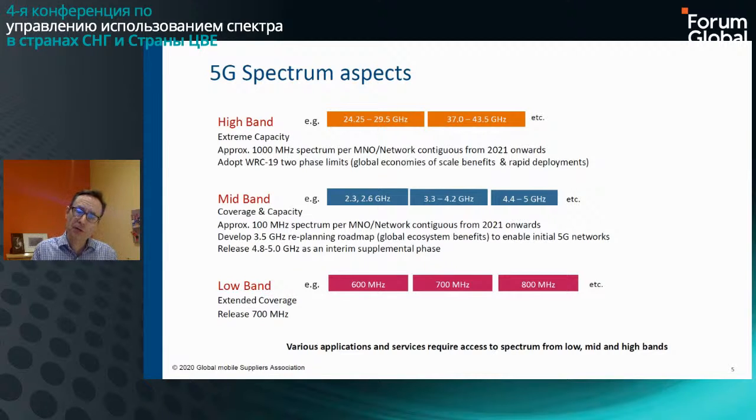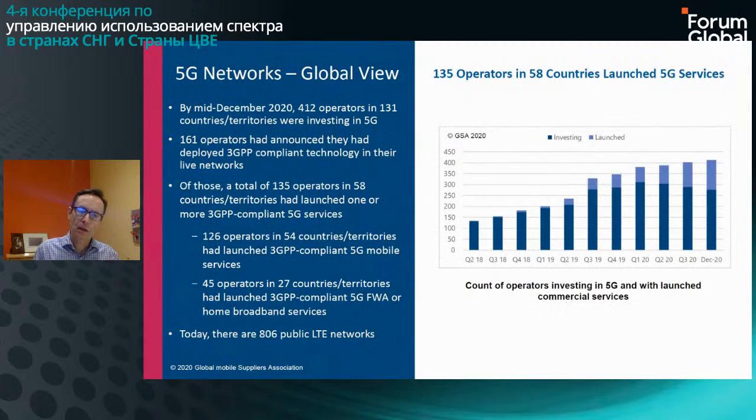And regarding 3.5, I know there are challenges in some countries and regions, but let's try and put together a roadmap, a spectrum replanning roadmap, to make that spectrum available to the market to enable 5G. But also, let's put an effort into 4.8 to 5 gigahertz. Let's get that also into the marketplace, and the low band spectrum as well. Next slide, please. So that's the spectrum overview.